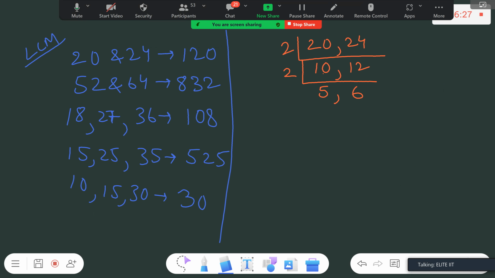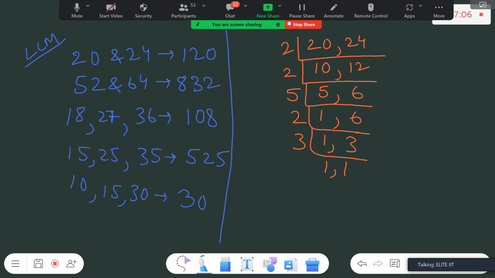You can leave it here, or you can write it like this also. Since they have no common prime factors, simply write 5 into 1 is 5, write 6 as it is, keep 1 as it is, and 6 ones are 6. Or you write the prime factors for 6: 2 into 3 is 6, again 3 into 1 is 3. Same thing. You can keep it as 5, 6, or write it this way also. Clear?